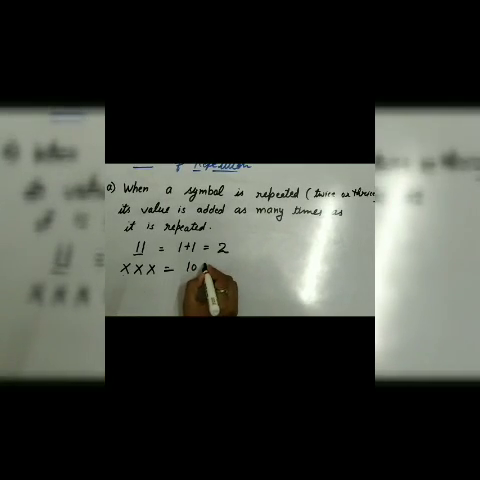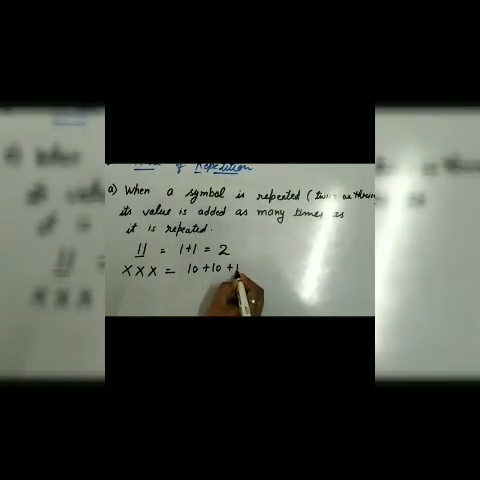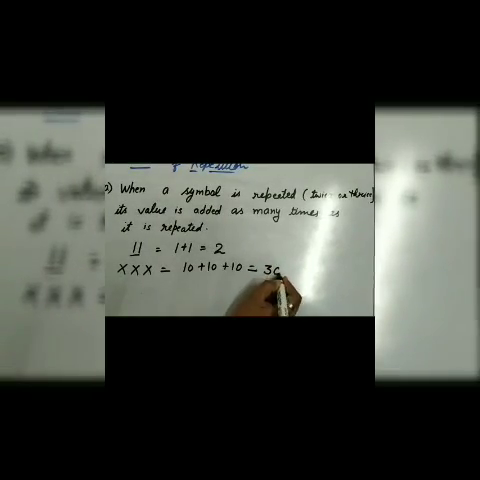Now suppose X. Here X is repeated 3 times. Value of X is 10. It means 10 plus 10 plus 10. Its value is 30. Now suppose I am taking C. Value of C is 100. It is repeated twice. It means 100 plus 100. Its value is 200.